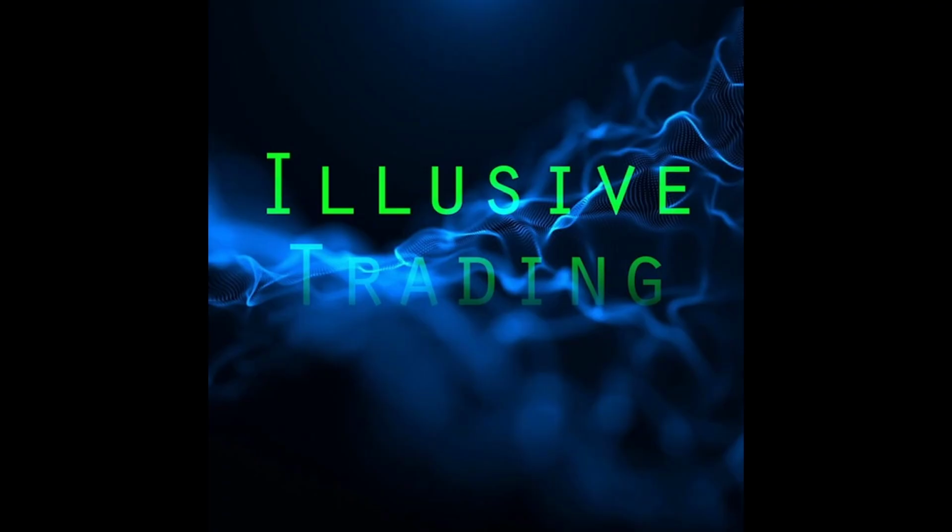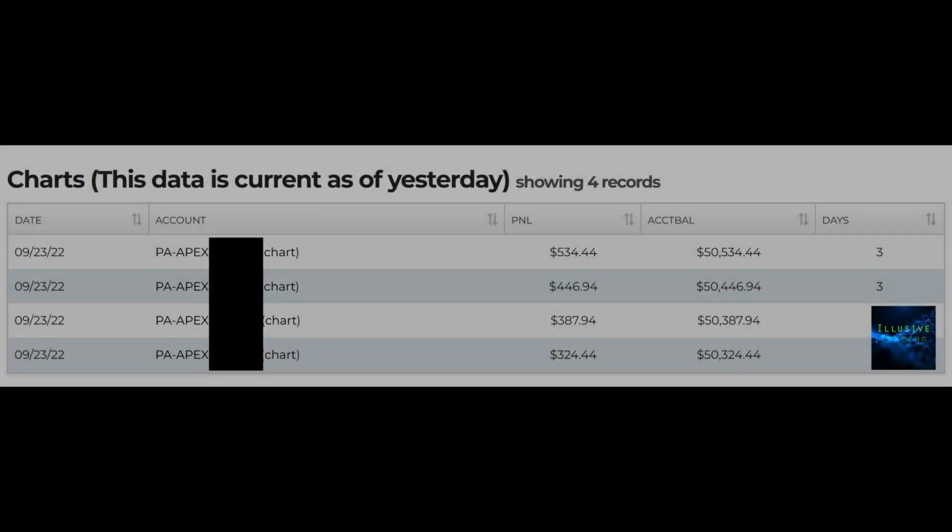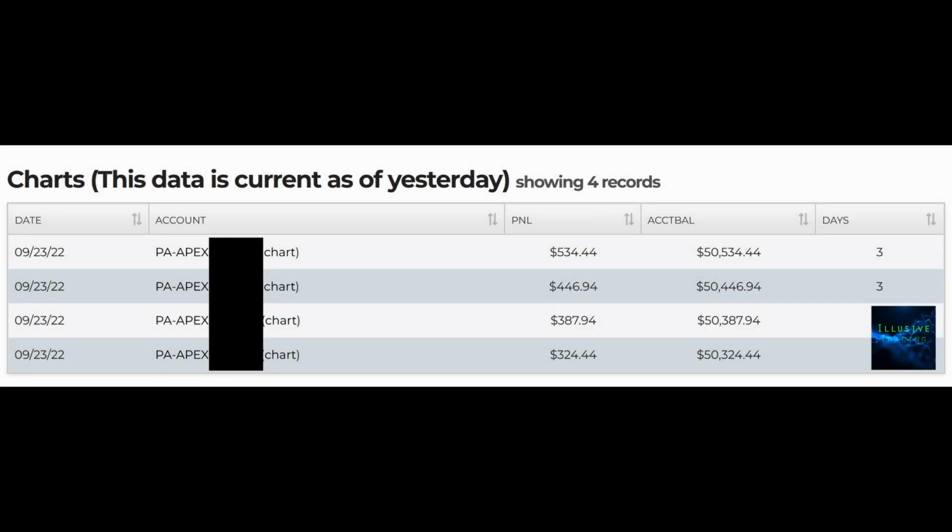Okay, so this is the conclusion of week one of my 50K Apex funded accounts. I had 3 days traded, Wednesday, Thursday, Friday, and I'm just going to run through some examples of some trades that I took throughout this week.